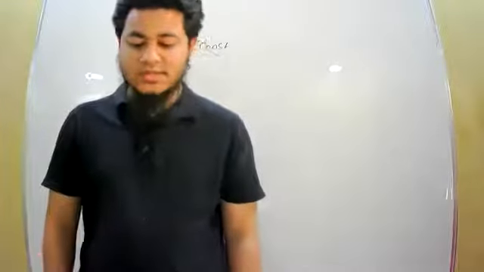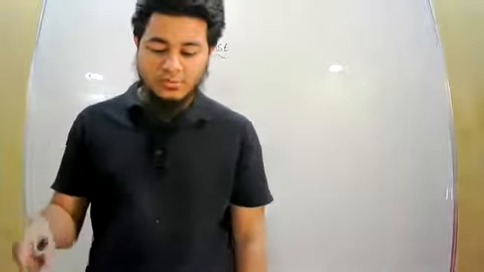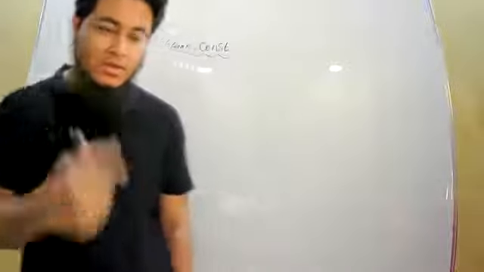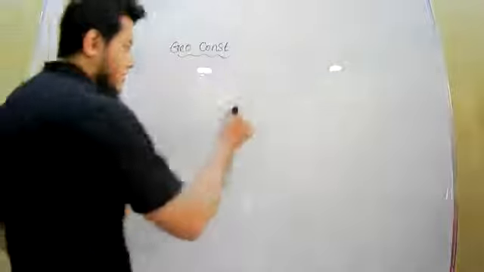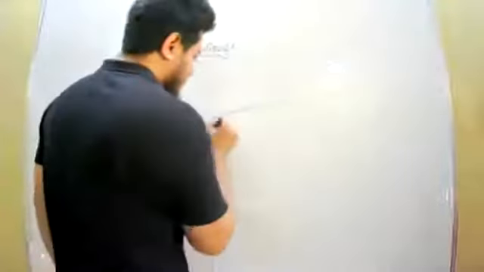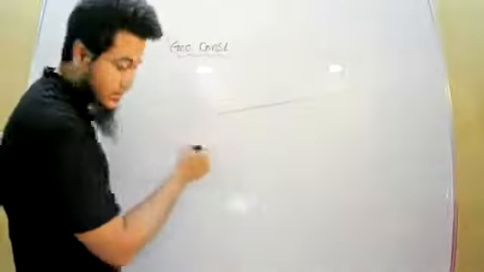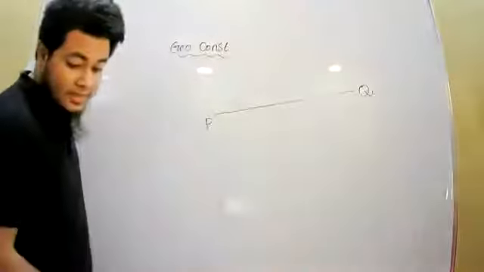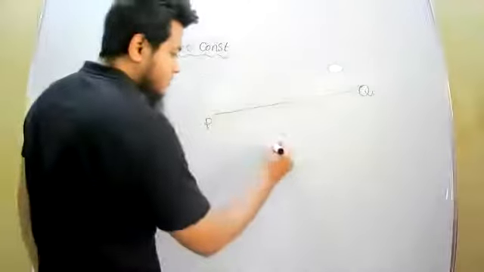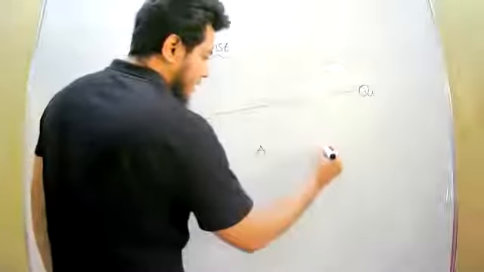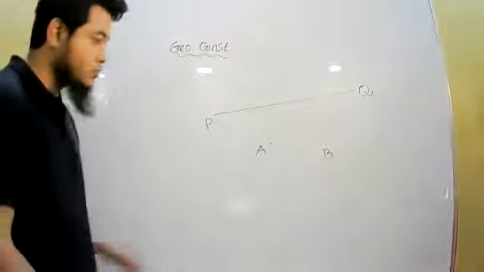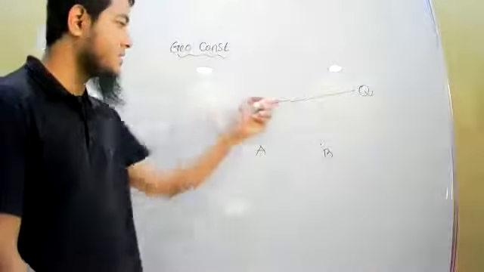Draw such a circle which passes through 2 definite points and whose center lies on a definite straight line. What does that mean? Let us say we have a straight line, and let us name it PQ. PQ is a straight line, and there are 2 other points, A and B.